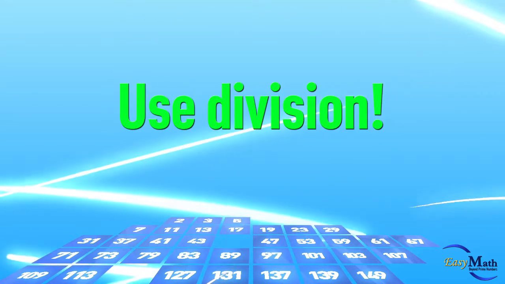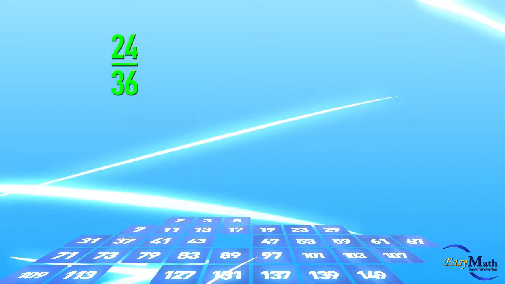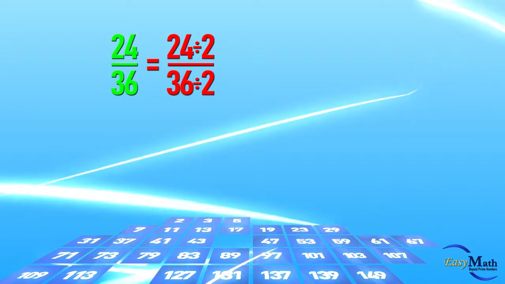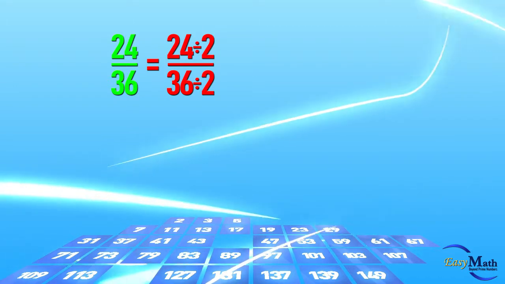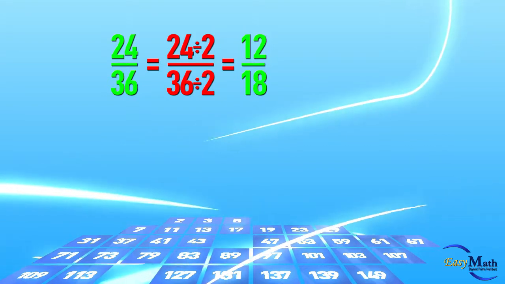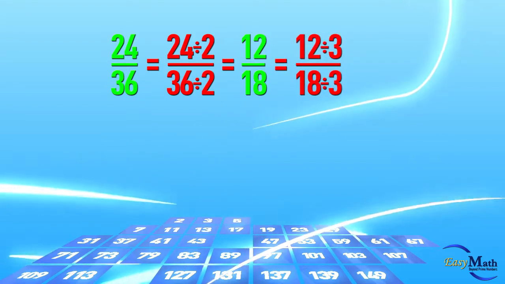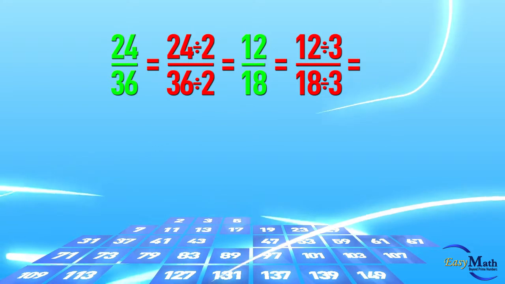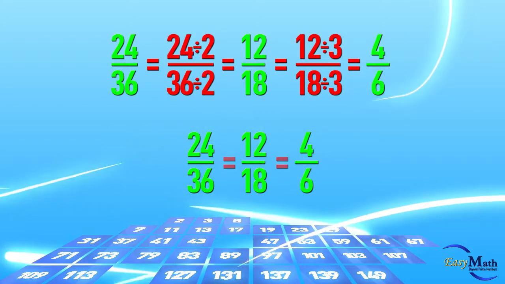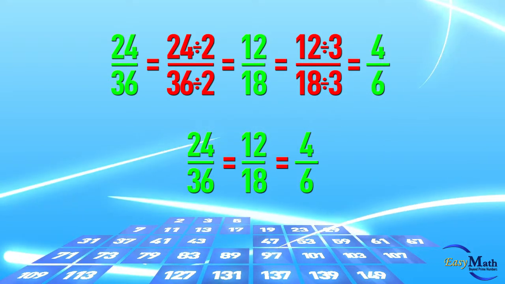Another way to find equivalent fractions is division. For example, 24/36 equals 24 divided by 2 over 36 divided by 2, which equals 12/18, which then can equal 12 divided by 3 over 18 divided by 3, which equals 4/6. The fractions 24/36, 12/18, and 4/6 are equivalent.